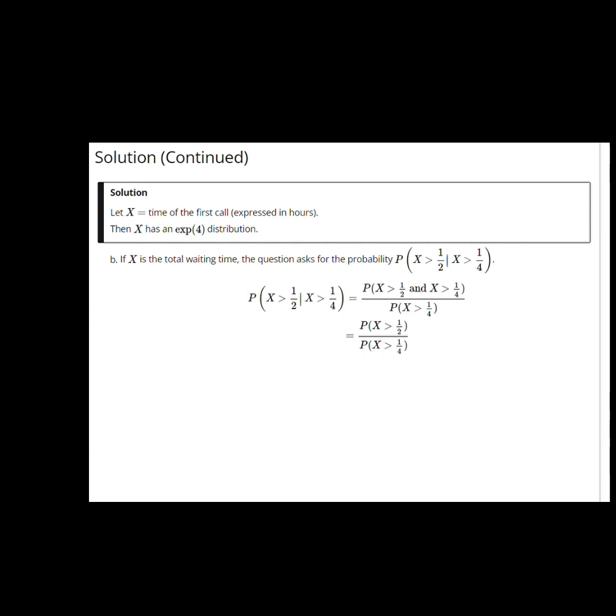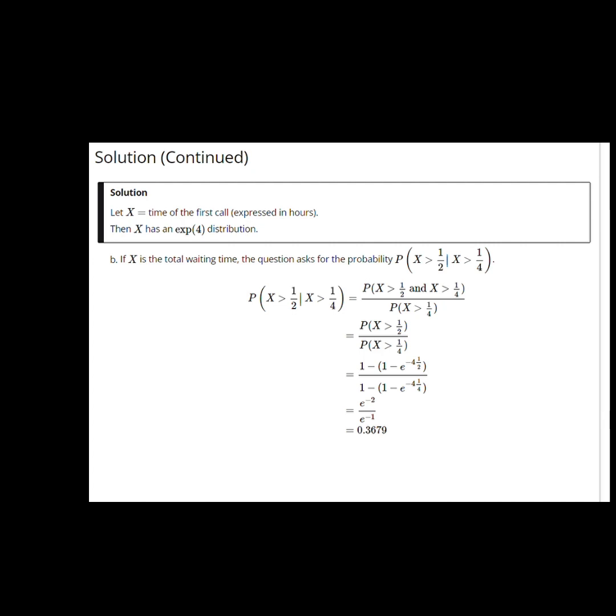And now both the numerator and denominator can be evaluated using the cumulative distribution function for the exponential. This becomes, in the numerator, 1 minus 1 minus e to the minus 4 times 1/2, and in the denominator, 1 minus 1 minus e to the minus 4 times 1/4. E to the minus 2 over e to the minus 1, which turns out to be exactly the same number as we obtained earlier, 0.368.